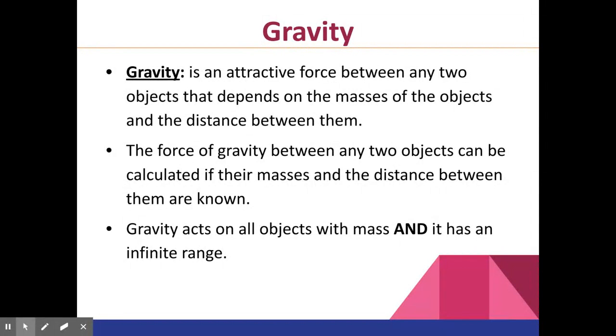Okay. Now, gravity acts on all objects with mass, and it also has an infinite range. And that is technically just the law of universal gravitation, that gravity acts as a field, and no matter where you're at in the universe, there is a measurable amount of gravity that's affecting you at any given moment. And that's what that means for the most part.